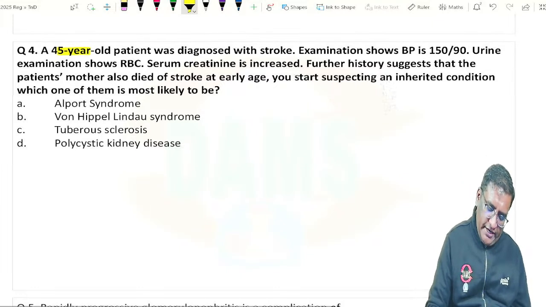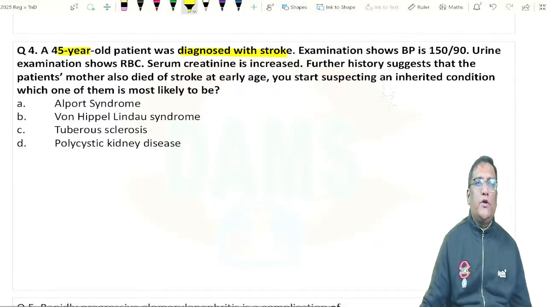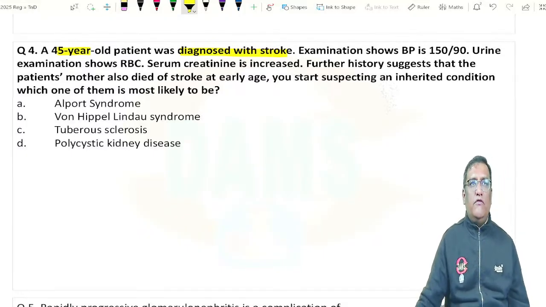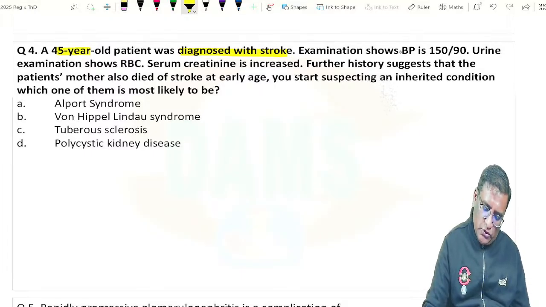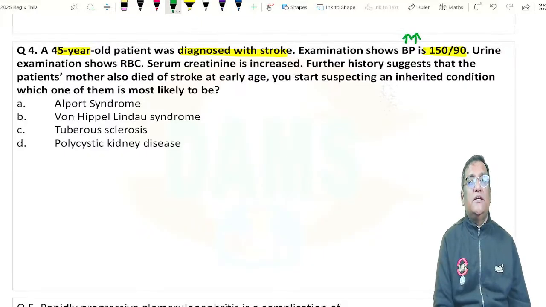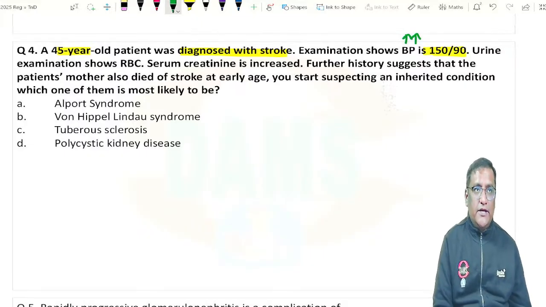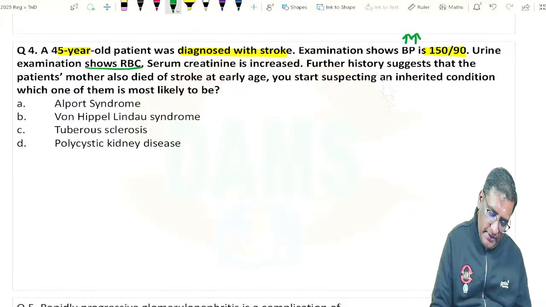A 45-year-old patient was diagnosed with stroke. Okay, too young for a stroke, by the way. 45 is very young for stroke. Examination shows BP is 150/90. We can see there is hypertension. Definitely that is the reason for the stroke here, I guess, right? Urine examination shows RBC in urine.